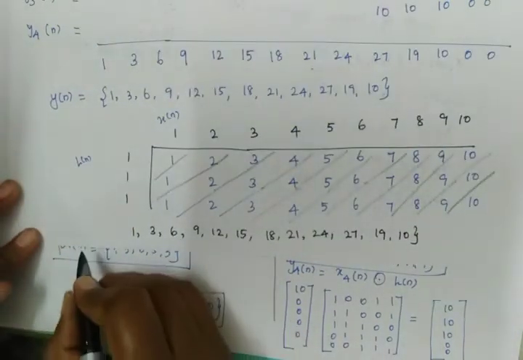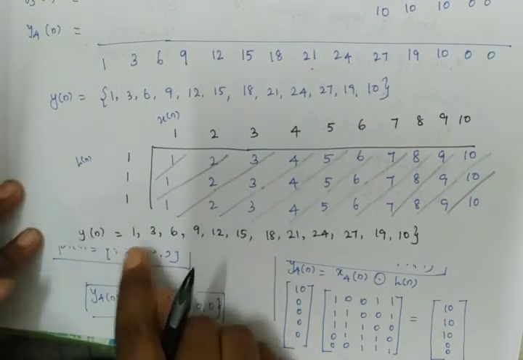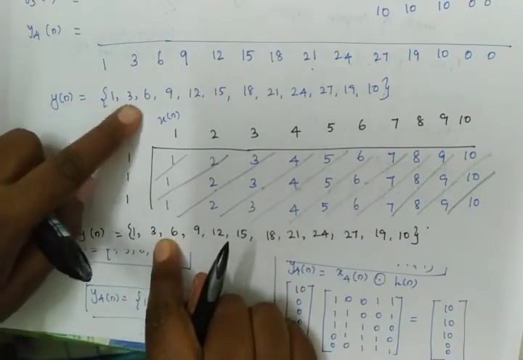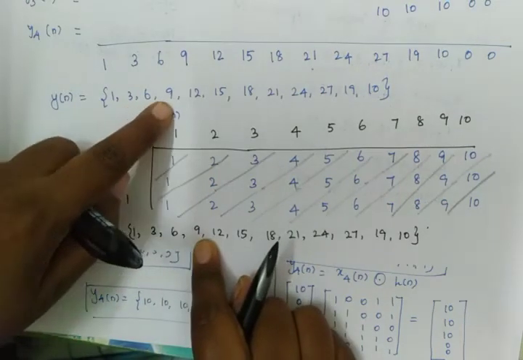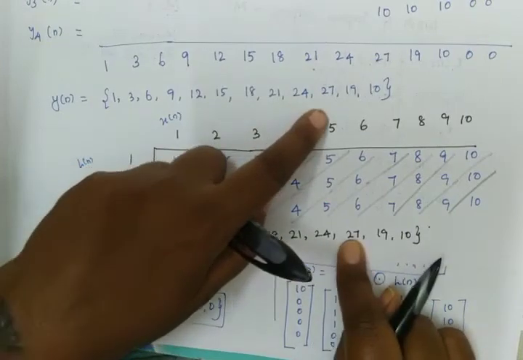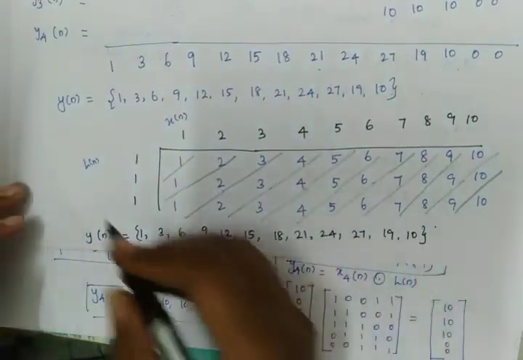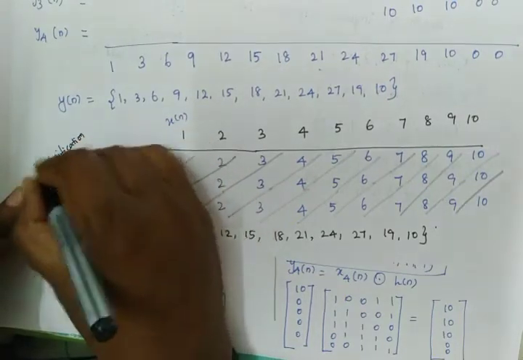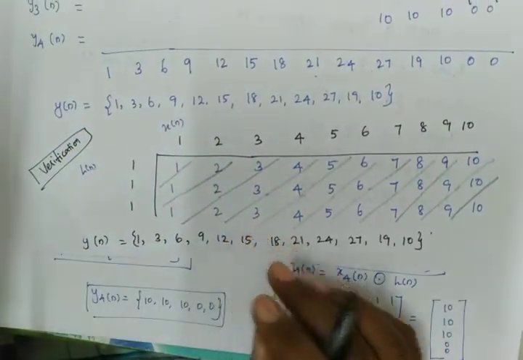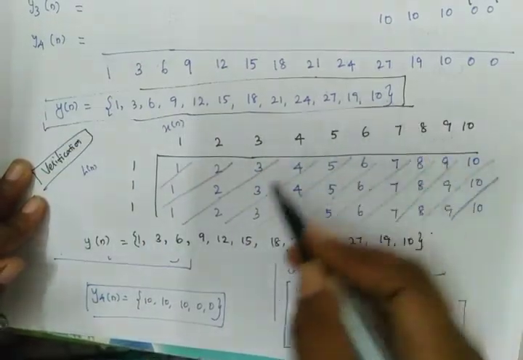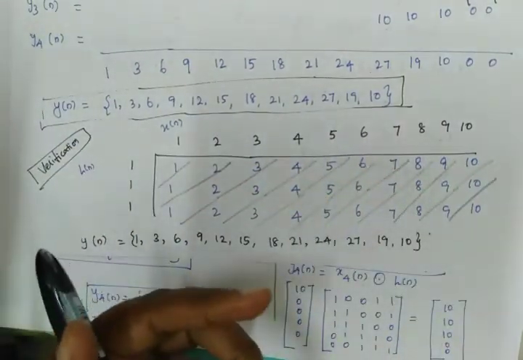Now we can cross check this. This is our y of n is equal to 1, 3, 6, 9, 12, 15, 18, 21, 24, 27, 19, 10. So this is used for verification purpose. You can verify the answer by using this method. This is our answer which we get after this computation, but we can verify this by using this verification method. This is our first problem.